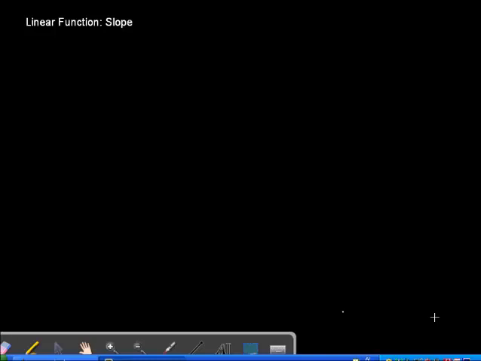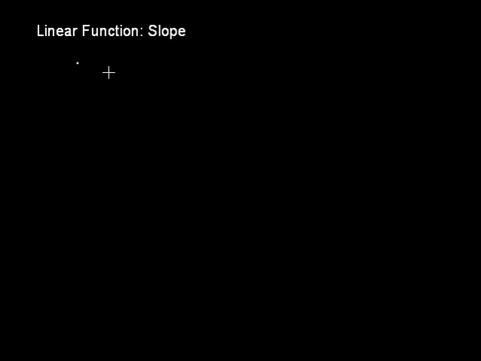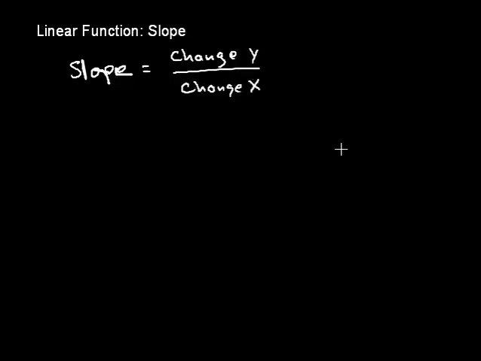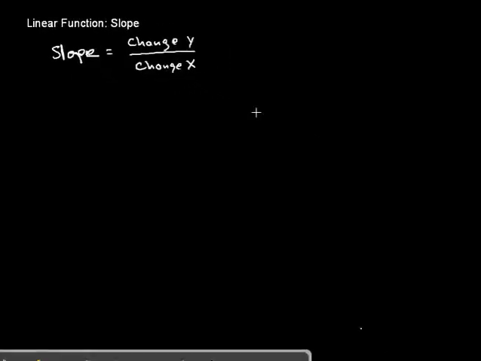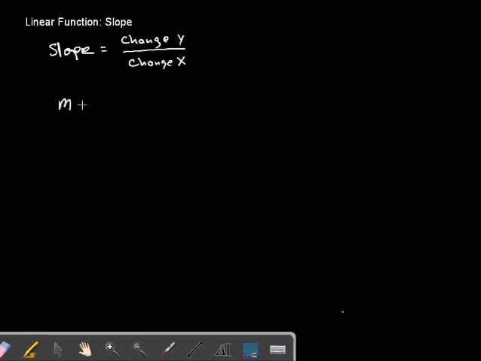Today we're going to talk about the slope of a linear function. And the slope of a linear function equals the change in y over the change in x. So our formula for a slope given 2 points would be m, which stands for slope, equals y sub 2 minus y sub 1 over x sub 2 minus x sub 1.